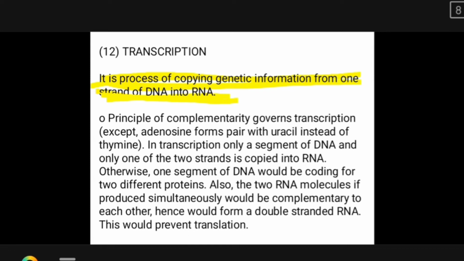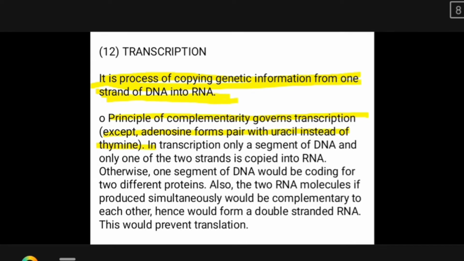And the principle of complementarity governs the transcription, except adenosine now forms pair with uracil instead of thymine, because we all know that in RNA instead of thymine we get uracil. So, since adenine pairs with thymine, in RNA now instead of thymine it will pair with uracil. And this is very important, that the principle of complementarity governs the transcription.